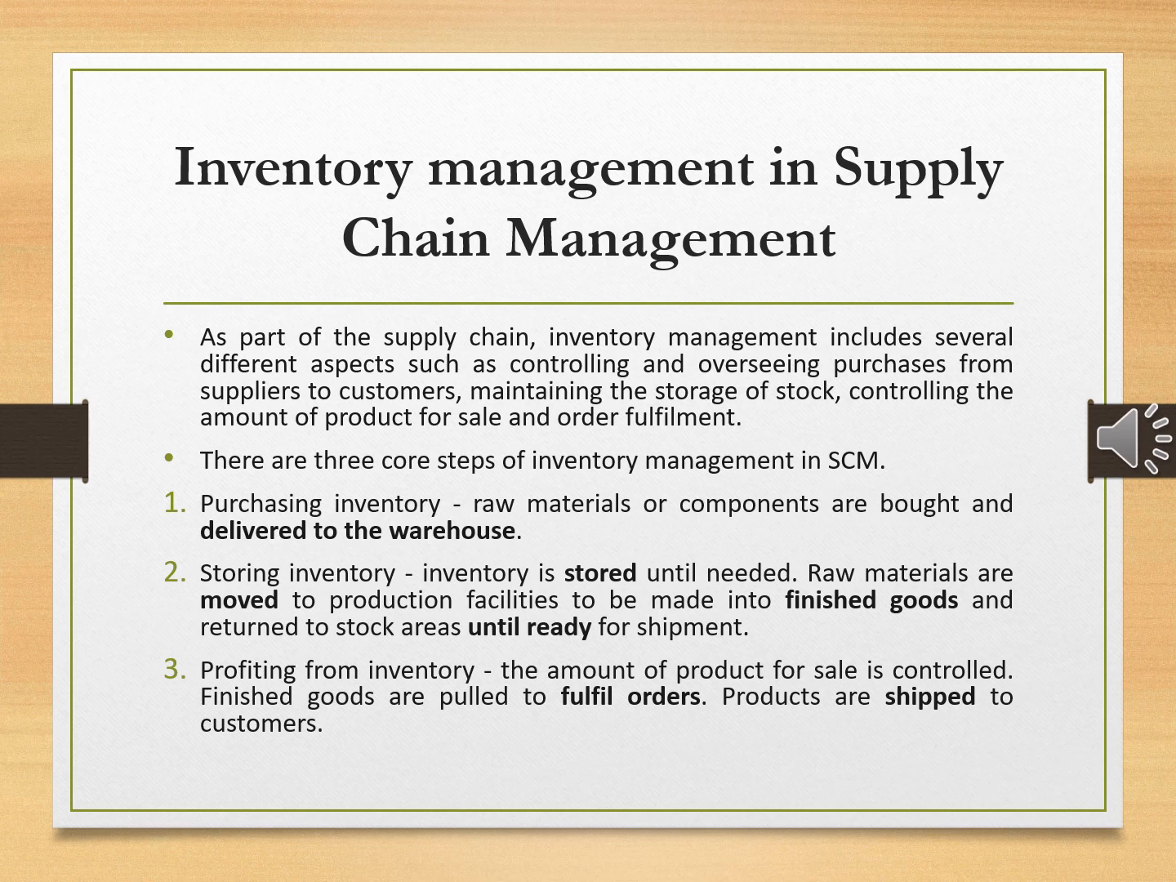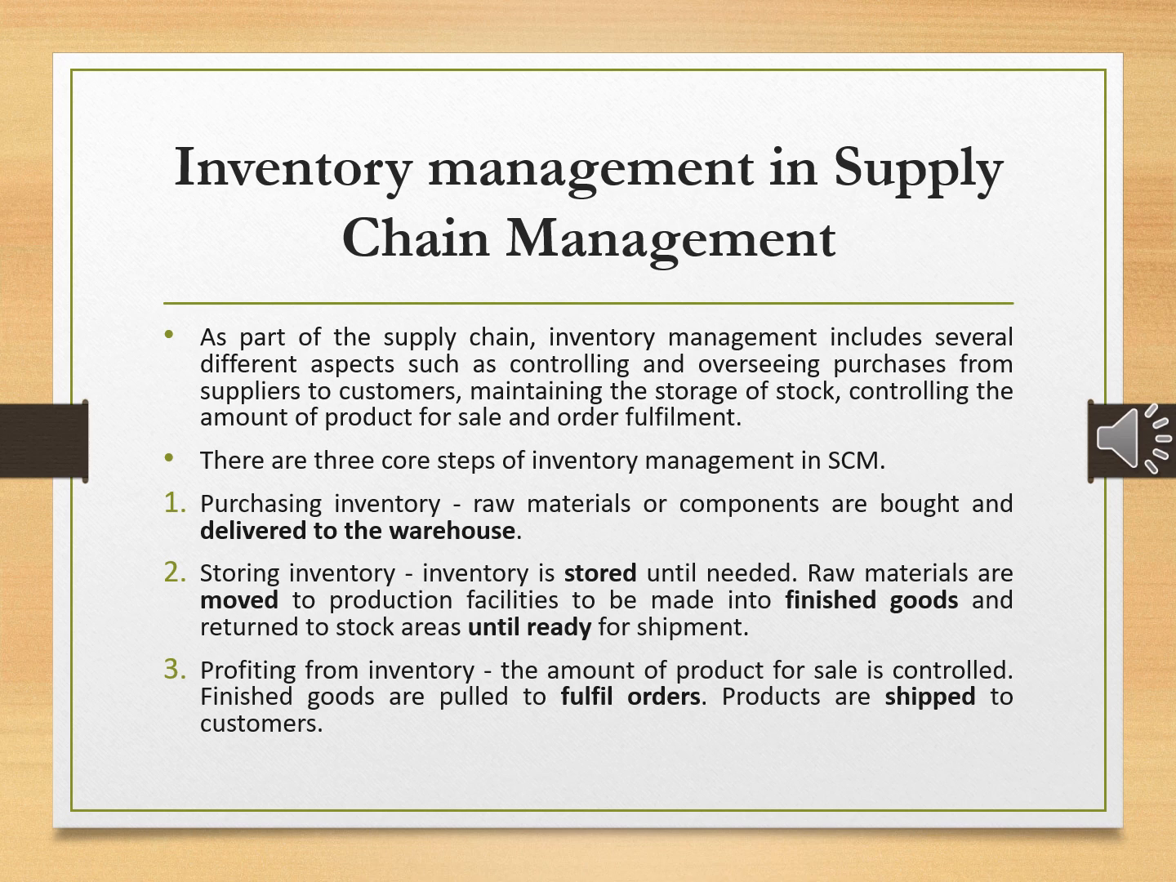So there are three core steps of inventory management in supply chain management. Number one is purchasing inventory, the procurement of the inventory. Raw materials or components are bought and delivered to the warehouse in this function. Then storing inventory. Inventory is stored until needed. Raw materials are moved to the production facility to be made into finished goods and returned to the stock area until ready for shipment. So these are all related to inventory management, but these are also part of supply chain management.